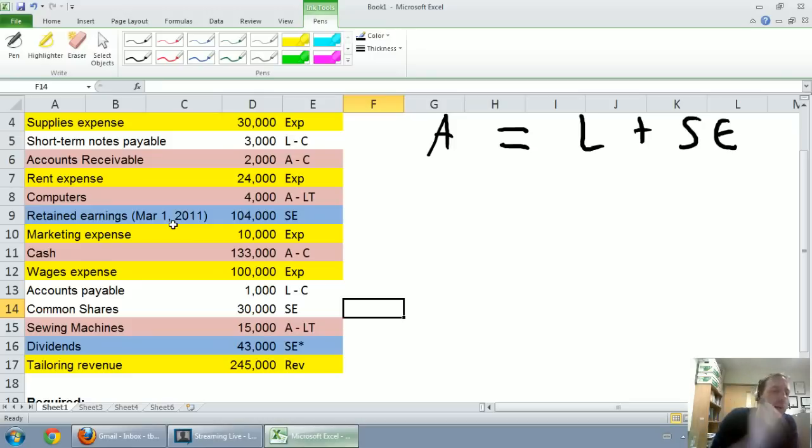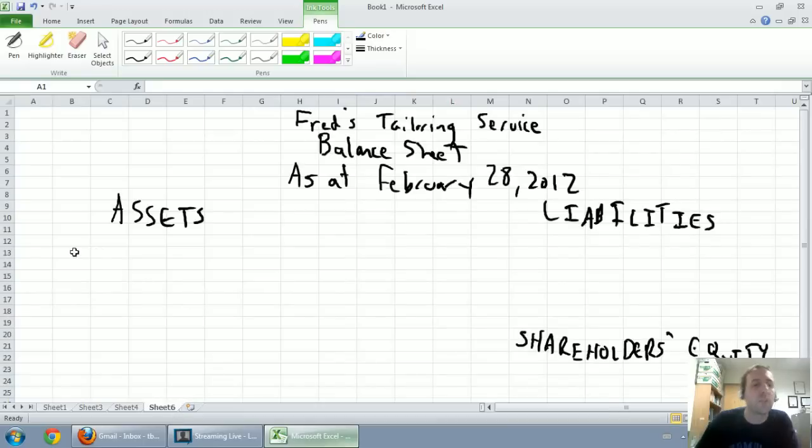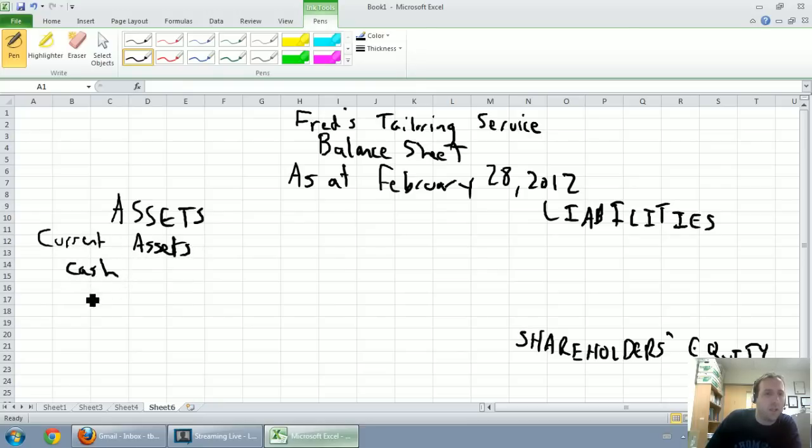So I'm going to list them in this order. Cash, then accounts receivable, and those are my current assets. My computers and sewing machines in that order, and those are going to be called capital assets. The reason we call them capital is because they're depreciable assets, and we'll talk all about that later on in the course. For now, let's just stick with those classifications. So, under assets, we have current assets, and we've got under that cash and accounts receivable. That should be lowercase. Let me just redo that.